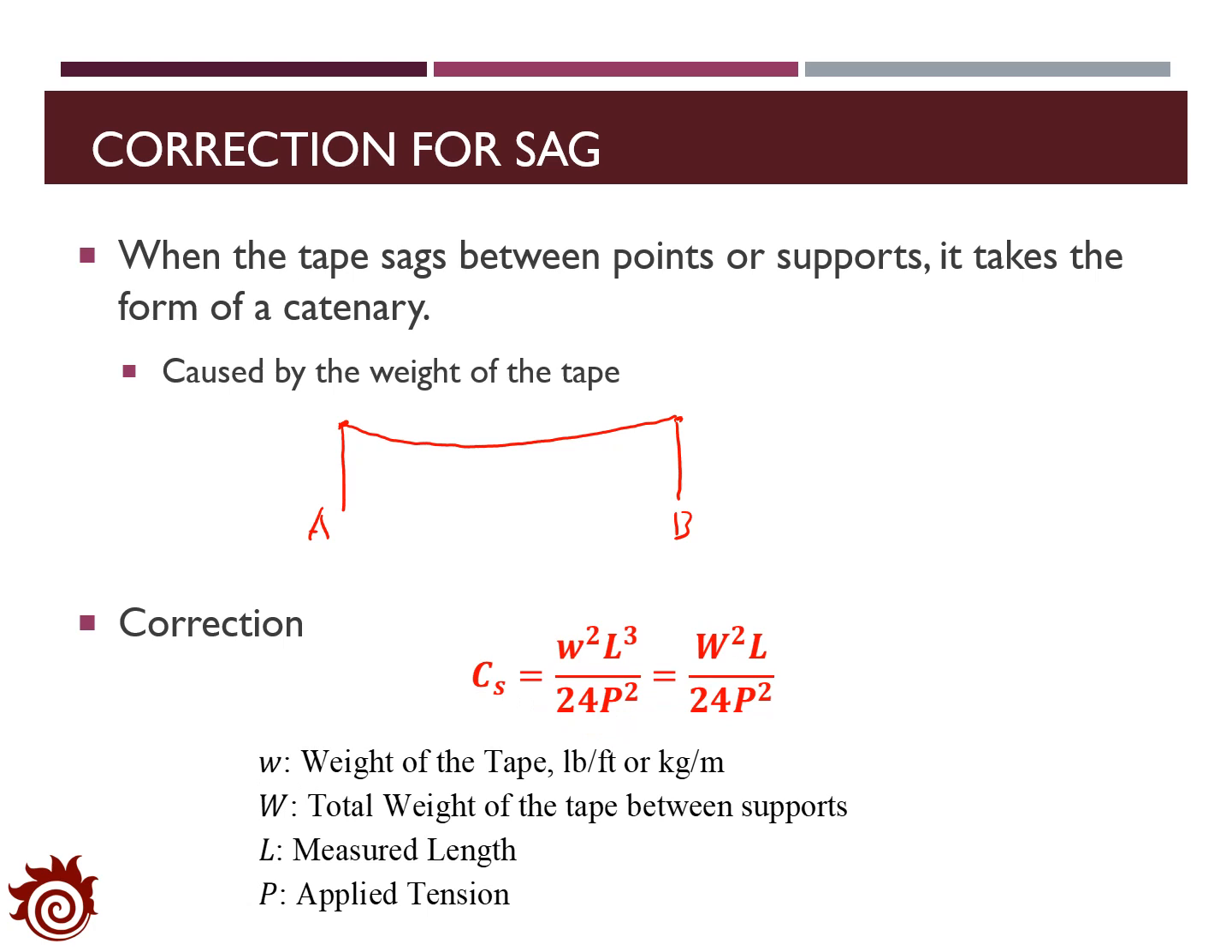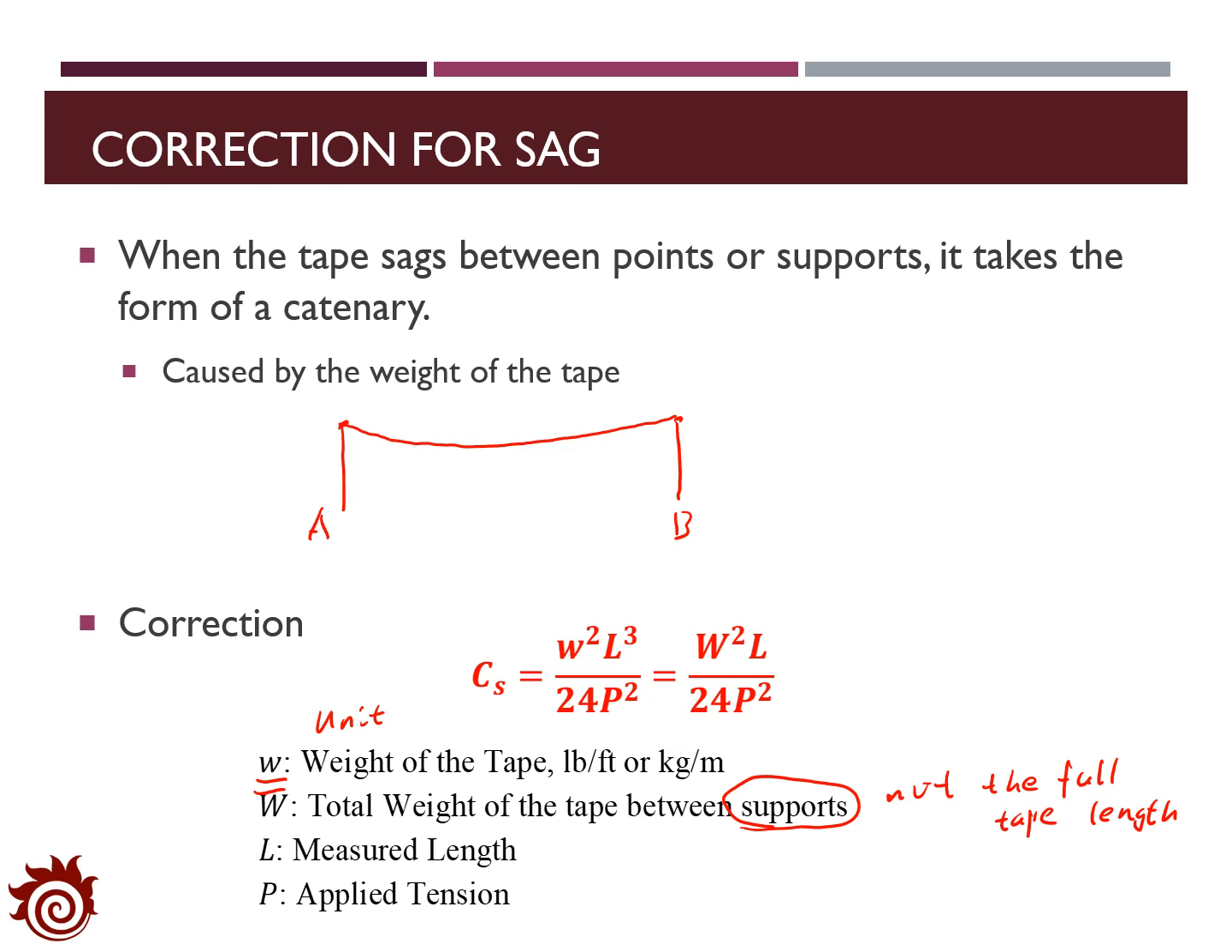In general, we will apply the equation here to correct the error from the sag. So the correction is capital CS equal to little w squared times L cubed over 24 times P squared. Or it could be written as capital W squared times L over 24 times P squared. So here, little w is the weight of the tape, defined as the unit weight of the tape. So the unit is pound per feet or kilogram per meter. Capital W is the total weight of the tape between the supports. So it's not the whole tape length. And capital L is the measured length, capital P is the applied tension.